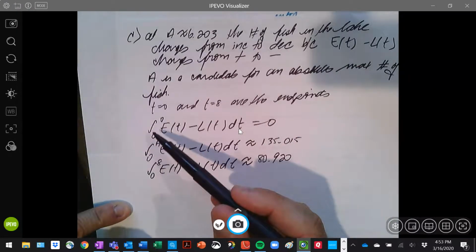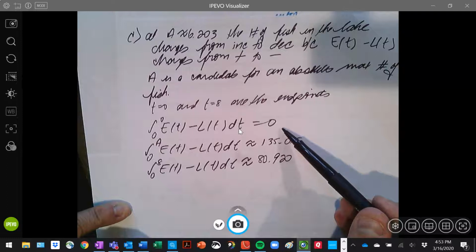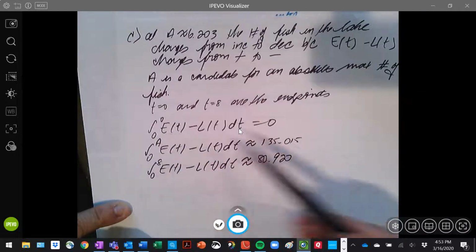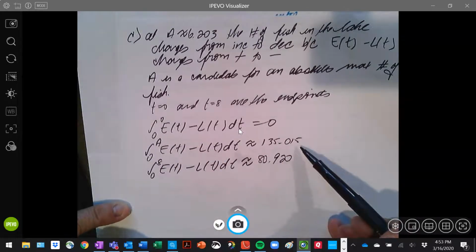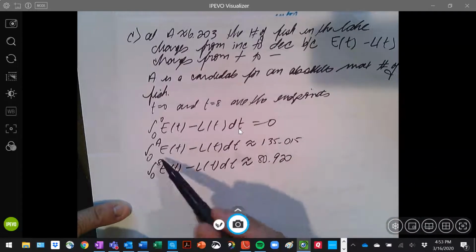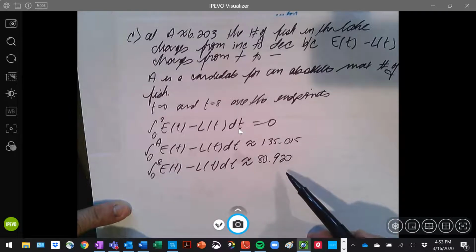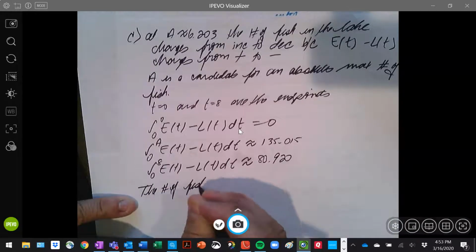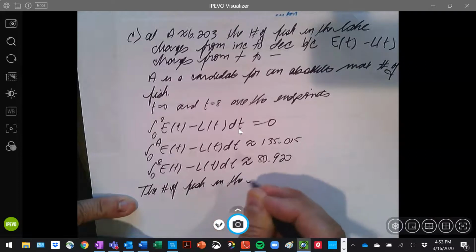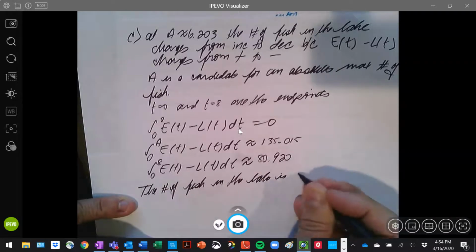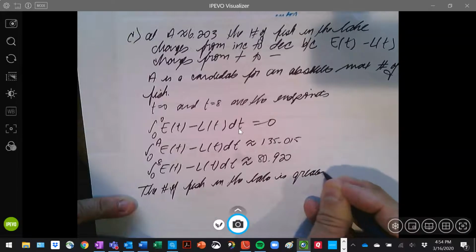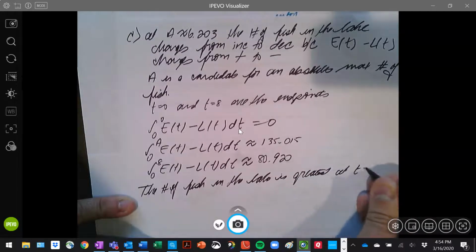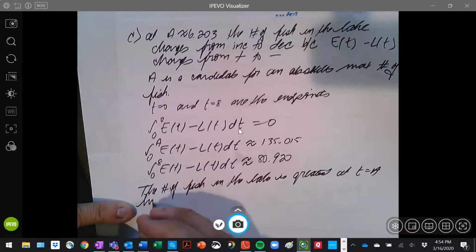So from time 0 to 0, no change in the number of fish. From 0 to a, I've added 135 fish. From 0 to 8, I've added 80.920 fish. So I'd say the number of fish in the lake is greatest at t equals a hours after midnight.